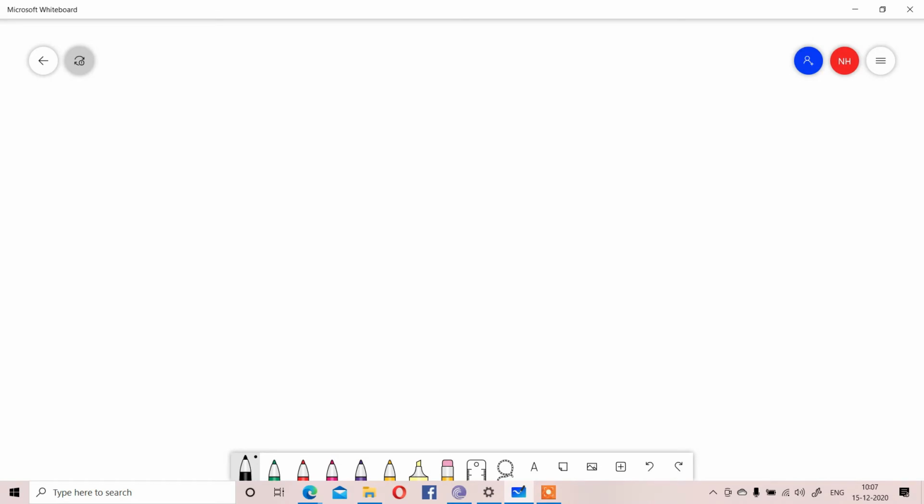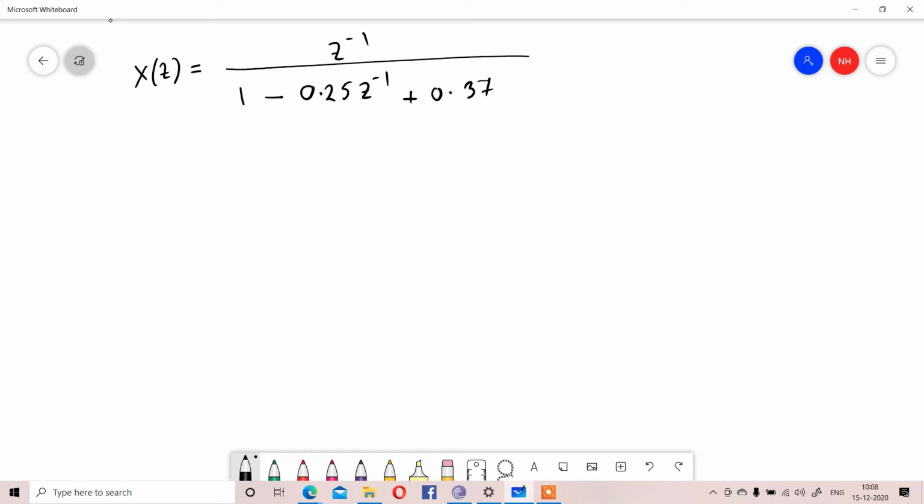Suppose Xz is given as z inverse over 1 minus 0.25 z inverse plus 0.375 z to the power minus 2. You have to calculate xn. No ROC is given. Keep in mind, ROC not given.